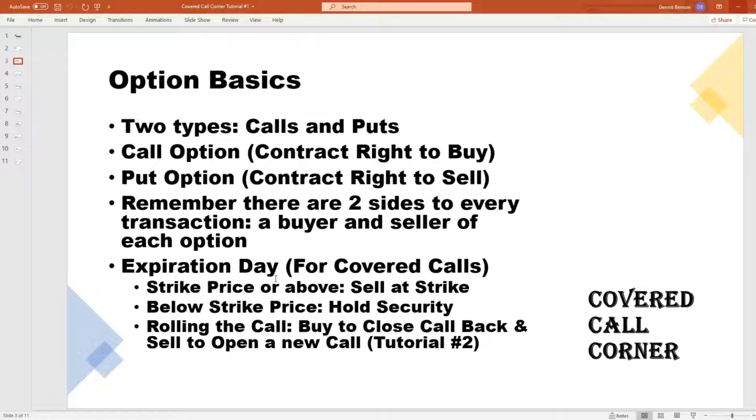So then there's expiration day. This is when these contracts are either exercised or evaporate. If they're exercised, a transaction occurs. That means the buyer of the call option will now own the stock by paying the strike price for the stock. The seller of the covered call will lose possession of those 100 shares of stock on this transaction. So at the strike price or above, the stock is sold at the strike price. If it's below the strike price, the owner of the covered call will continue holding the security.